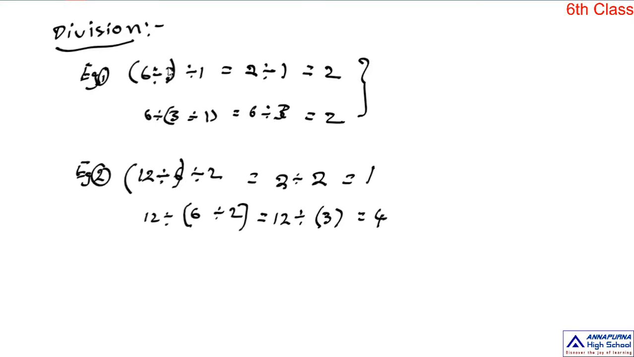First case, division of three whole numbers in two different ways, the result is the same. Second example, division of three whole numbers in two different ways, the results are not the same. First one is 1, second one is 4. This shows that the results are not the same if we change the grouping of numbers in any manner.